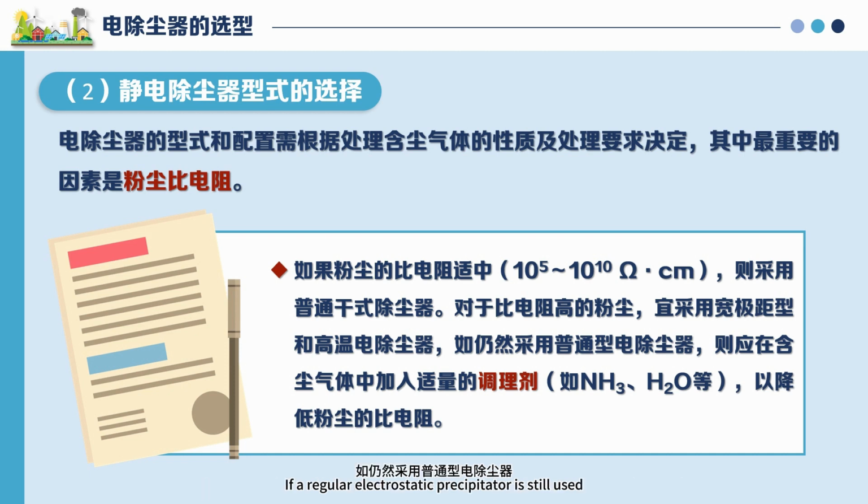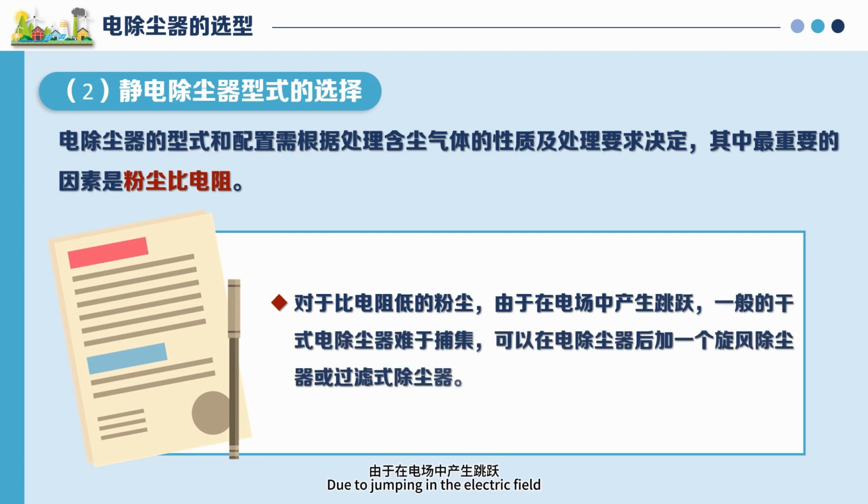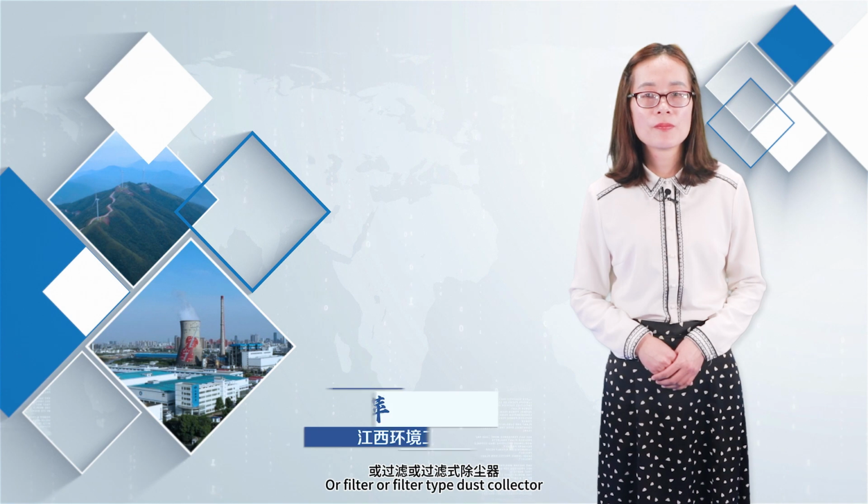If a regular electrostatic precipitator is still used, an appropriate amount of conditioner, for example ammonia or water, should be added to the dusty gas to reduce the specific resistance of dust. For dust with lower specific resistance, due to jumping in the electric field, general dry electrostatic precipitators are difficult to use. A cyclone dust collector can be added after the electrostatic precipitator or filter-type dust collector.